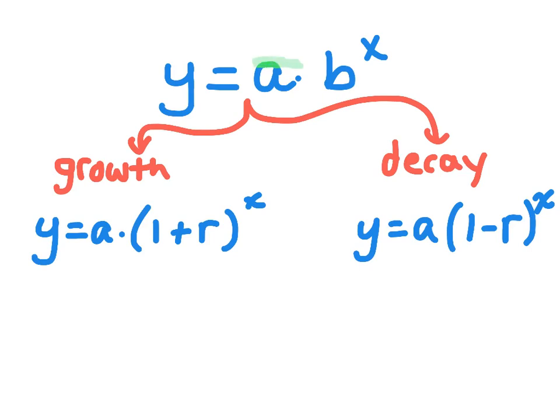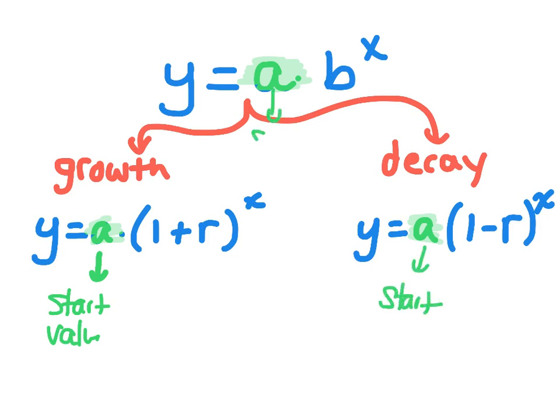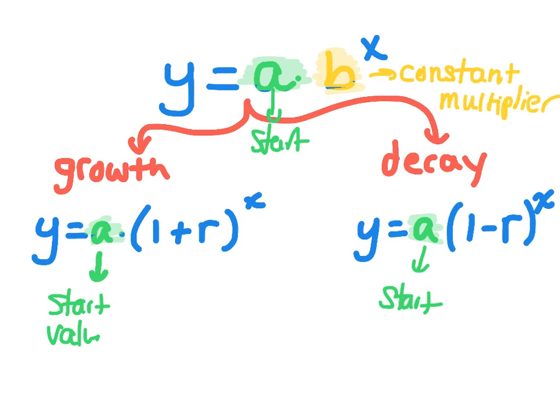So let's make sure we keep track of our letters. So wherever we see an a, whether it be in this form, or this form, we know a is always our starting or initial amount. So I'm going to label that as the start value. Do that same thing over here. Now, originally, we called that b value a constant multiplier. Now, when we rewrite this b value, instead of writing b, we're going to write it as a number of 1 plus something or 1 minus something.